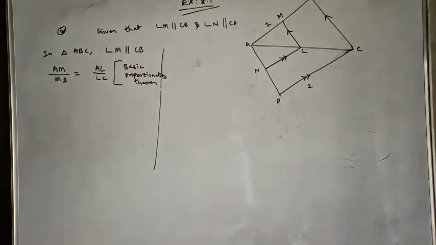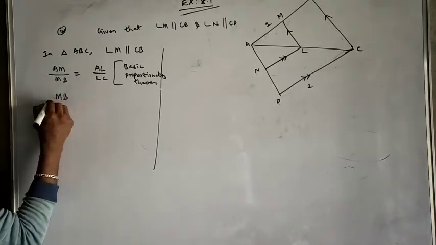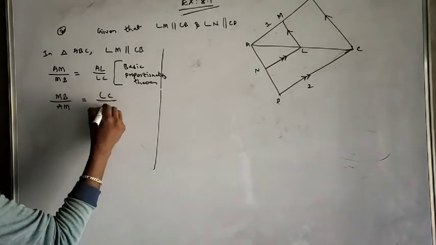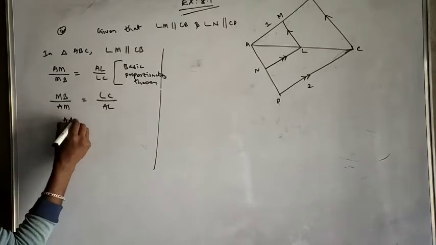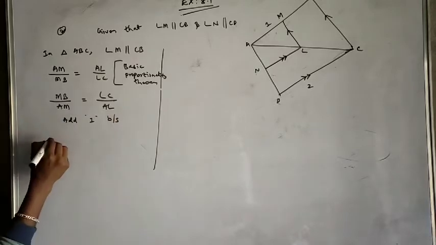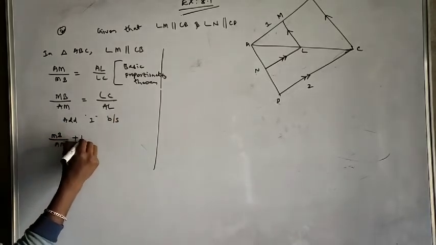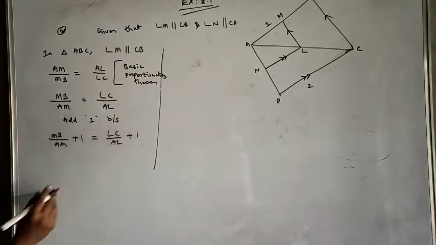Now I will write the fraction in reverse. Just write the denominator as the numerator. MB by AM is equal to LC by AL. Just add one on both sides.